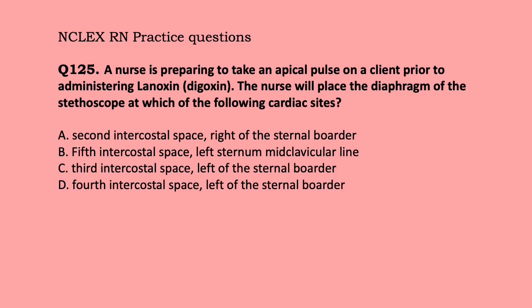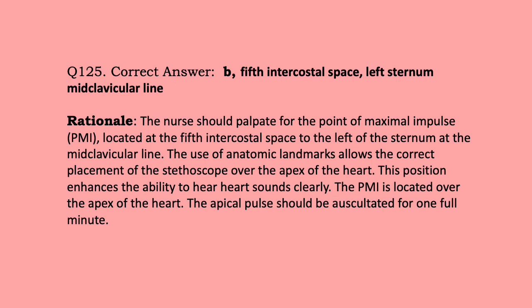NCLEX RN Practice Questions. Question 125. A nurse is preparing to take an apical pulse on a client prior to administering Lanoxin, digoxin. The nurse will place the diaphragm of the stethoscope at which of the following cardiac sites? A. Second intercostal space, right of the sternal border. B. Fifth intercostal space, left sternum midclavicular line. C. Third intercostal space, left of the sternal border. D. Fourth intercostal space, left of the sternal border. Correct answer, B. Fifth intercostal space, left sternum midclavicular line.